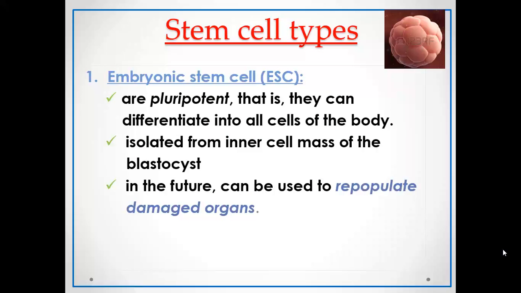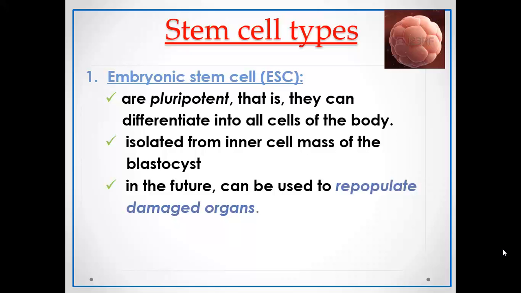Well, let's take a look at the types of stem cells. Embryonic stem cells are the stem cells that are usually present in the embryo. They are pluripotent. That is, they can differentiate into all cells of the body, isolated from the inner cell mass of the blastocyst. Of course, this is normal embryonal development. How can we use this embryonic stem cell? In the future, we can use it to repopulate damaged organs.